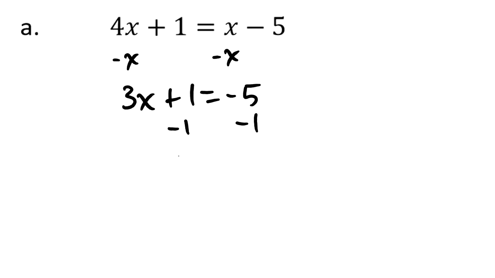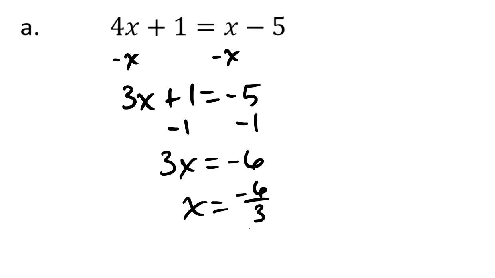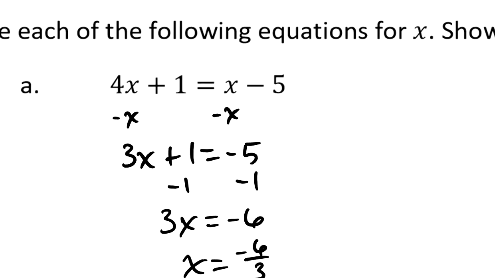Again, the mechanics: if you're subtracting the same thing from both sides of an equation, you're good to go. Adding the same thing, multiplying, dividing by non-zeros. This ends up being 3x is -6, and when I divide by 3, we get that x has to be either -6 over 3 or x is -2.